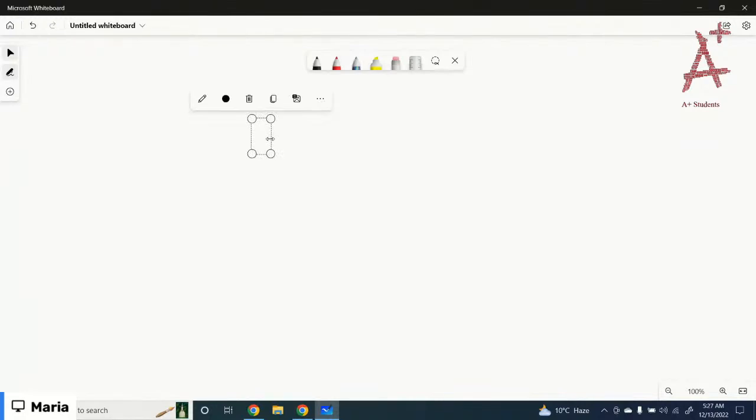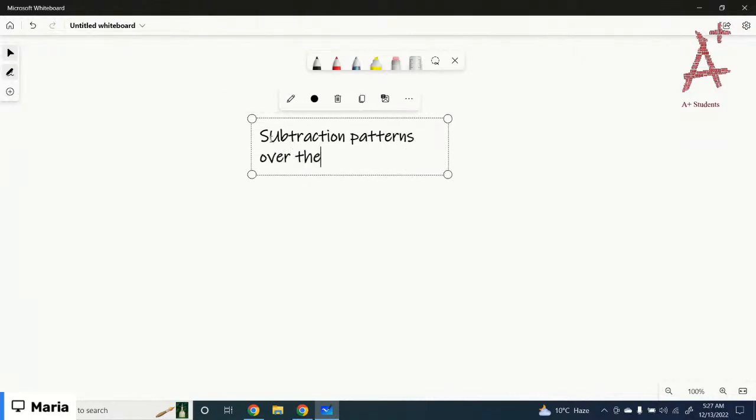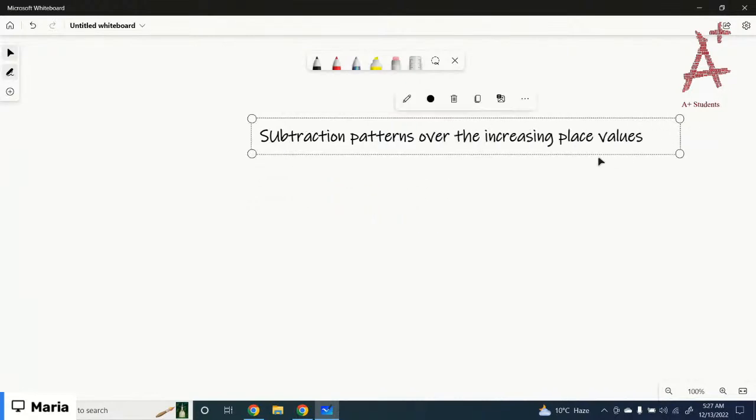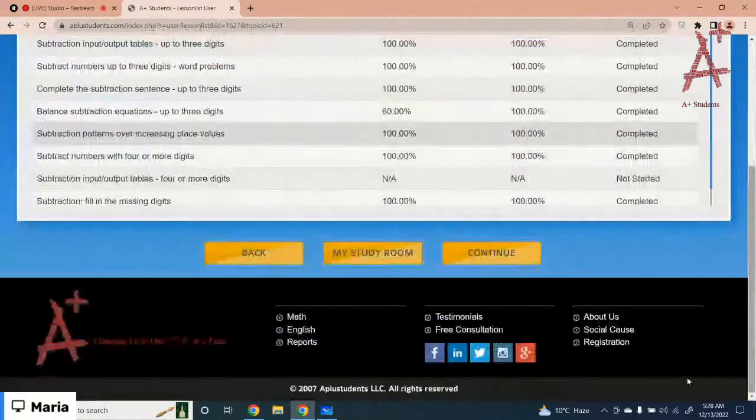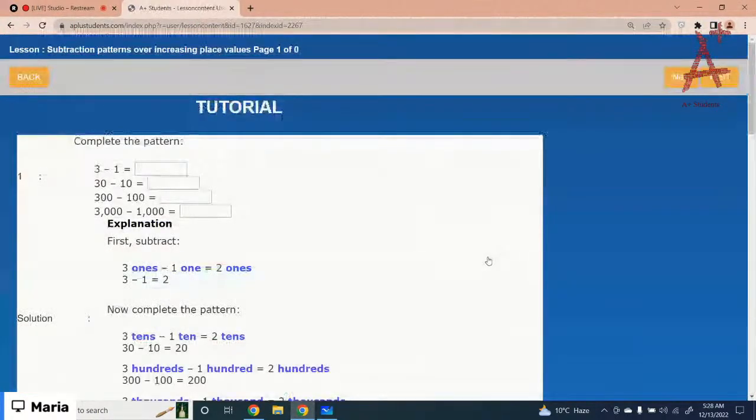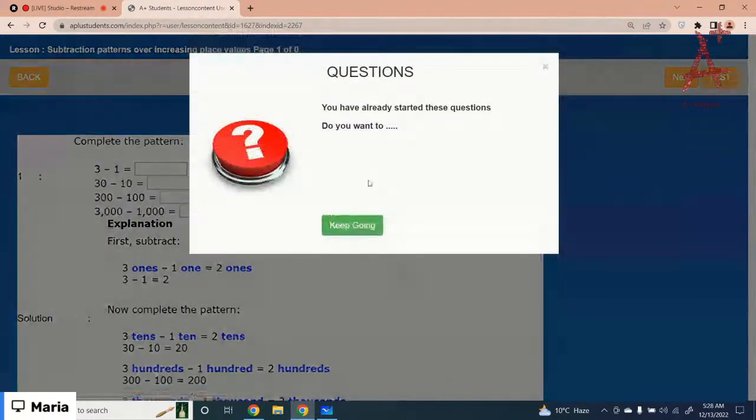Subtraction Patterns over Increasing Place Values. So here is the lesson, subtraction patterns over the increasing place values. Let's just start with the lesson. Let's just start with the test.